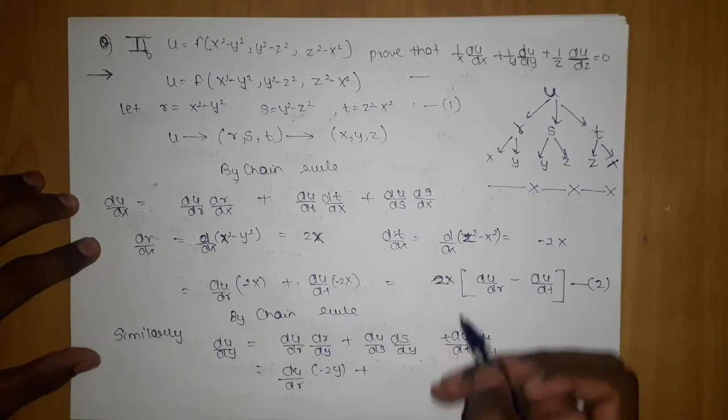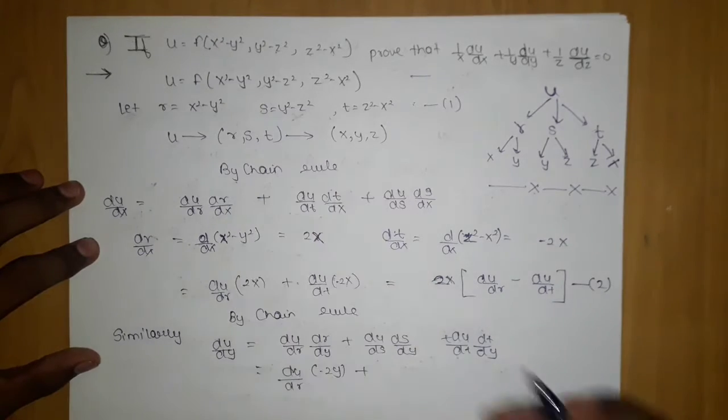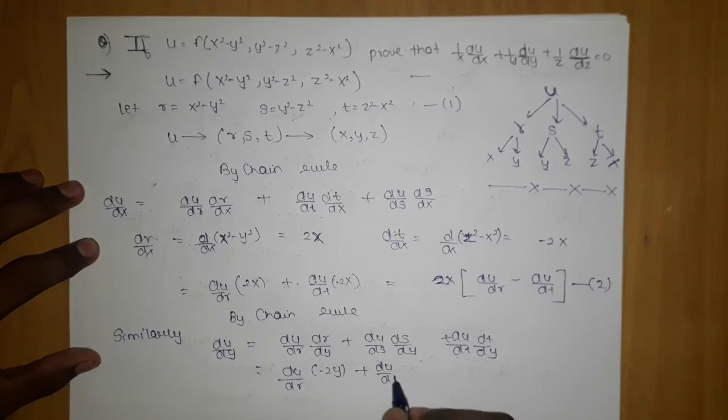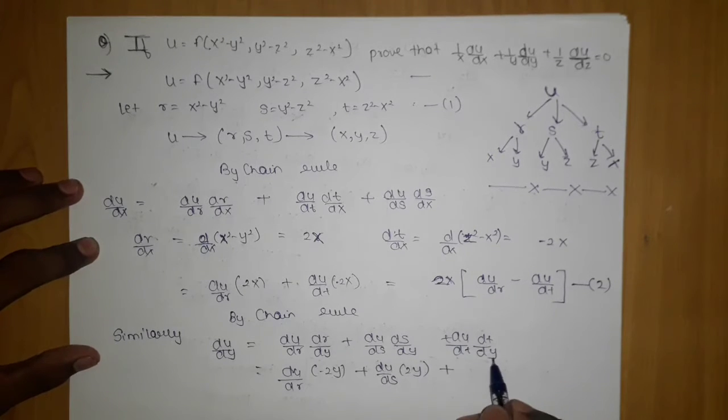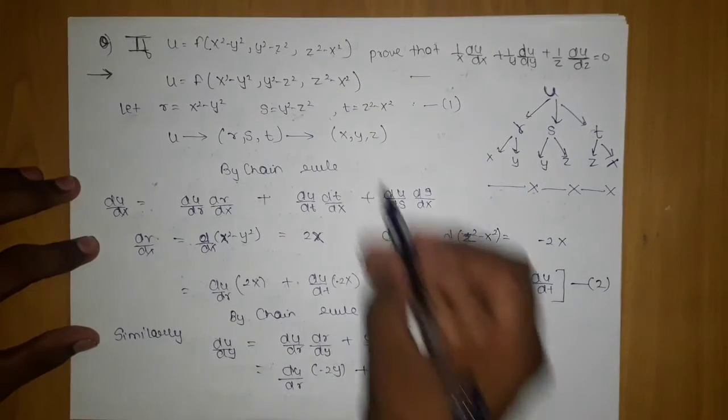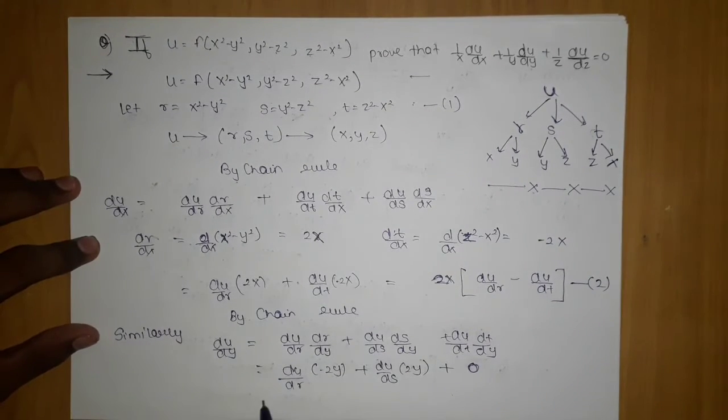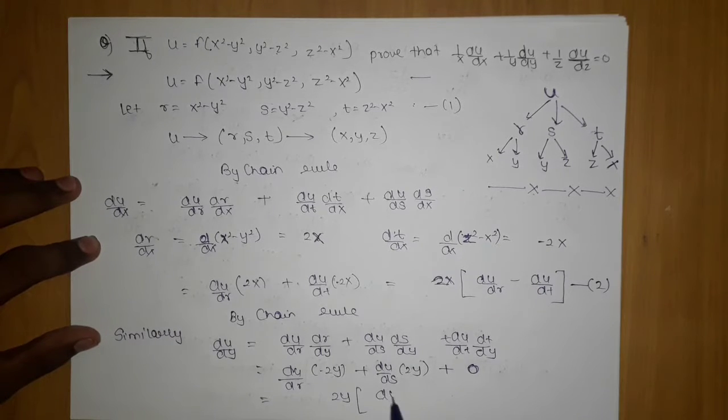Differentiate this s with respect to y. What you get? 2y. So ∂u/∂y is ∂u/∂s times 2y, and ∂t/∂y will be 0. If I proceed further, I will take 2y common, left with ∂u/∂s minus ∂u/∂r, right? So this is what ∂u/∂y. So I'm getting this, which is my third thing.